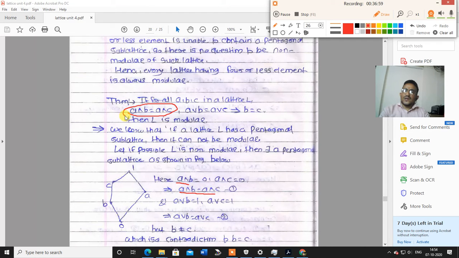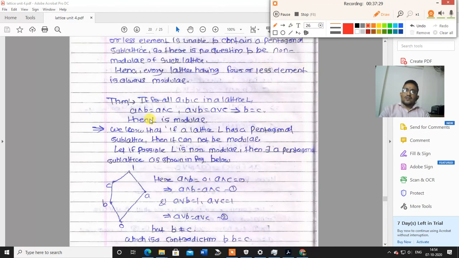Okay, this condition is satisfied. Again, A join B is 1 and A join C is equal to 1, then we can say that A join B is equal to A join C. This condition is satisfied. So if these two conditions are satisfied, then B must be equal to C. But here, if we observe, B is not equal to C, which is a contradiction.